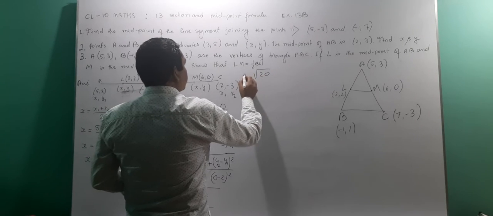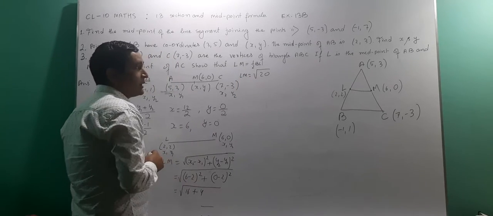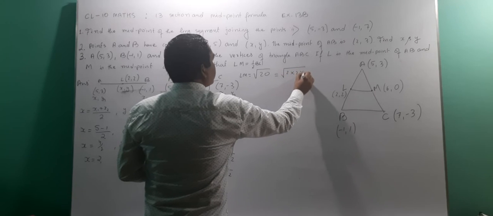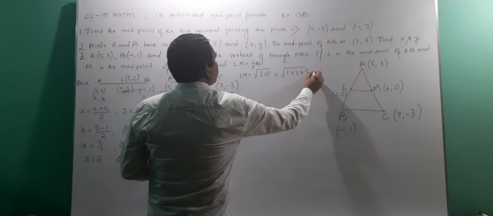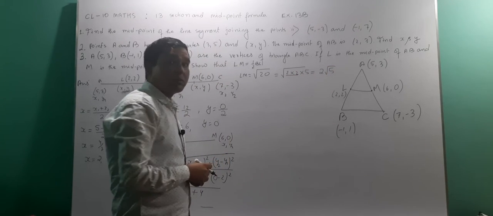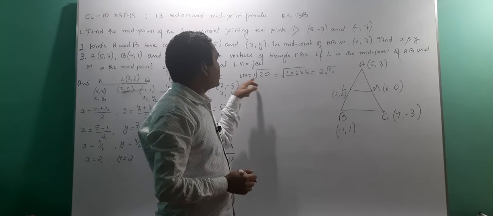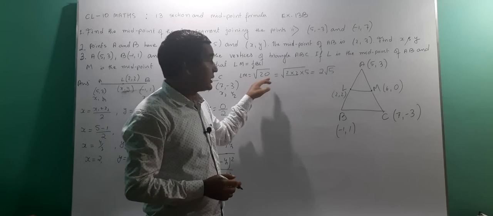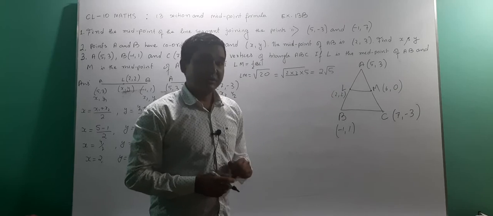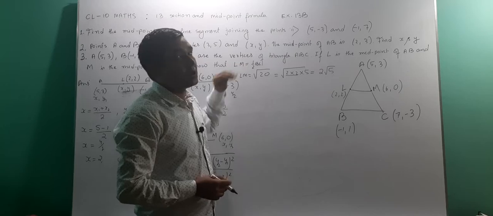This is 20. LM equals root 20. Take the factors of 20: 2 times 2 is 4, 4 times 5 is 20. That means LM equals 2 root 5. If a pair is there, take one out of the root. So we got LM equals root 20, that means 2 root 5. Now similarly get the distance BC, and we'll compare it to see whether this is valid or not.